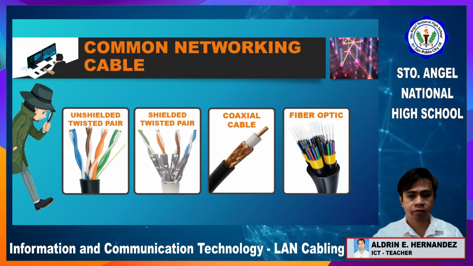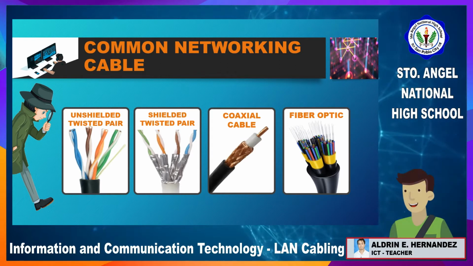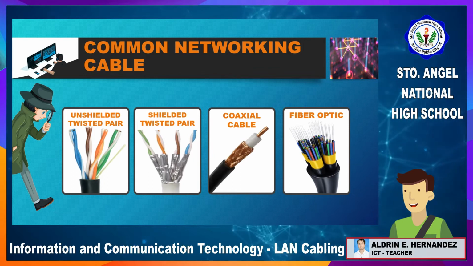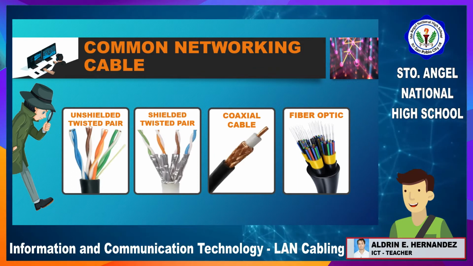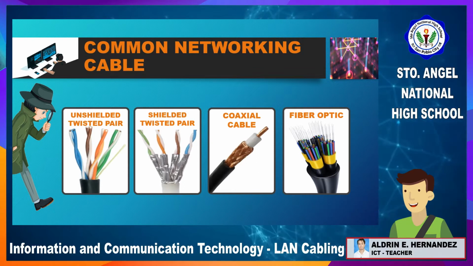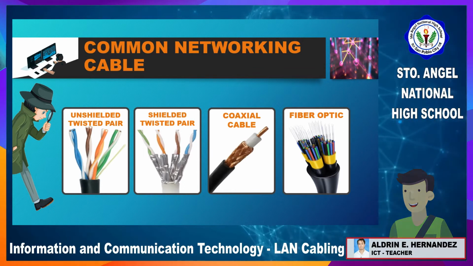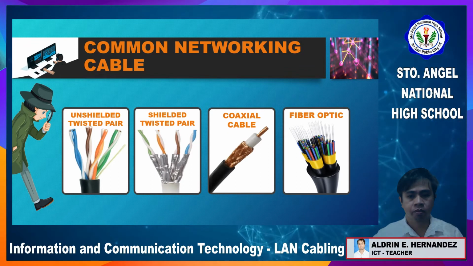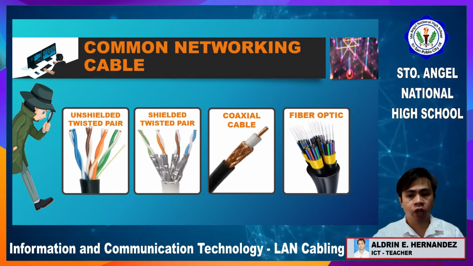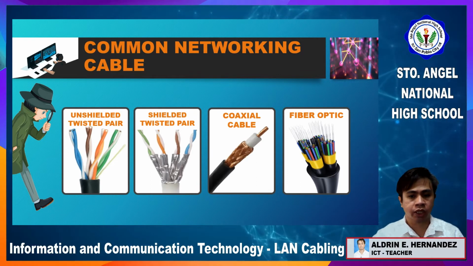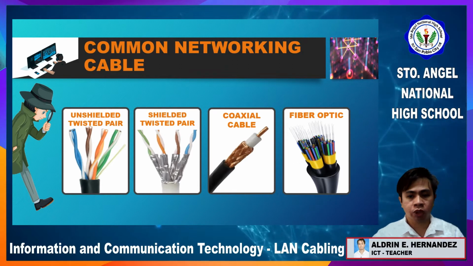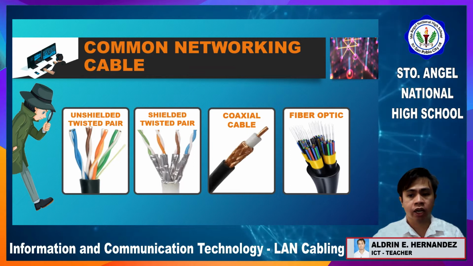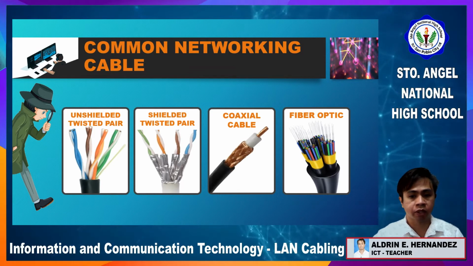Yes, Jack. Unshielded twisted pair and shielded twisted pair have 8 strands of wires. Coaxial cable has 1 solid wire used in television, cable, and CCTV, while fiber optics has a lot of strands and is used for high-speed connection. Very well said, Jack. Below are the pictures of 4 common cables used in networking. Commonly, we use UTP or unshielded twisted pair because it has a low cost compared to other types of cable.